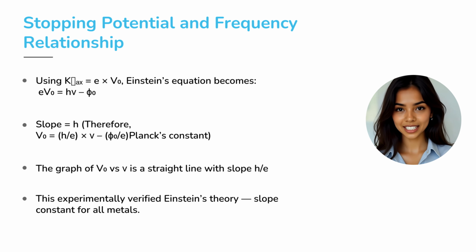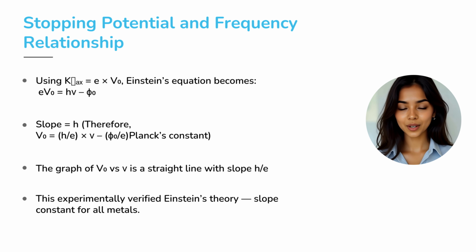Let me read that clearly. Stopping potential V naught equals Planck's constant h divided by electronic charge e multiplied by frequency nu minus work function phi naught divided by e. This tells us that if we plot V naught on the y-axis and frequency nu on the x-axis, we get a straight line. The slope of that line equals h divided by e. And the x-intercept gives us the threshold frequency nu naught.